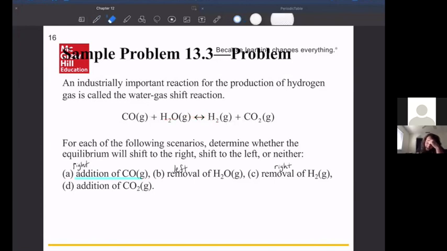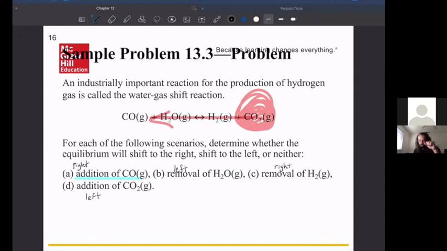Okay, and then lastly, what if I started adding a bunch of carbon dioxide? If I add a bunch more carbon dioxide, the system will have to compensate by shifting the reaction in favor of the reactants, or back towards the left. Okay, so this is Le Chatelier's principle.